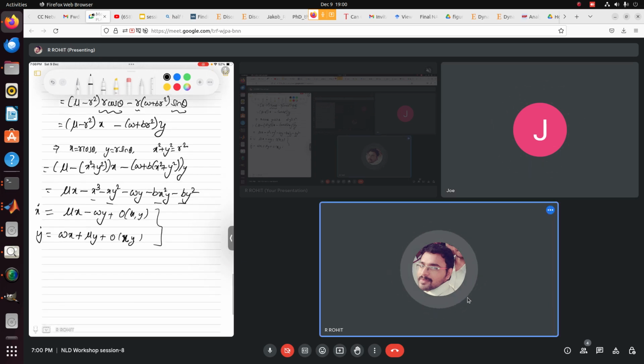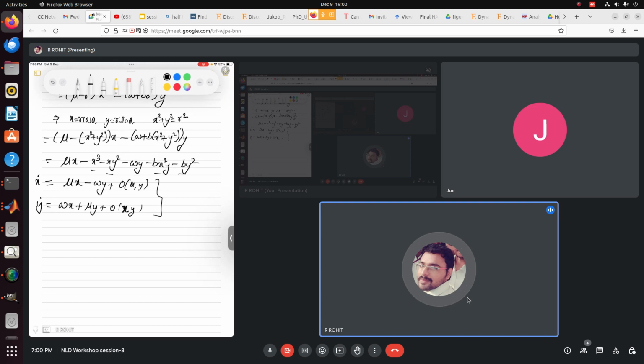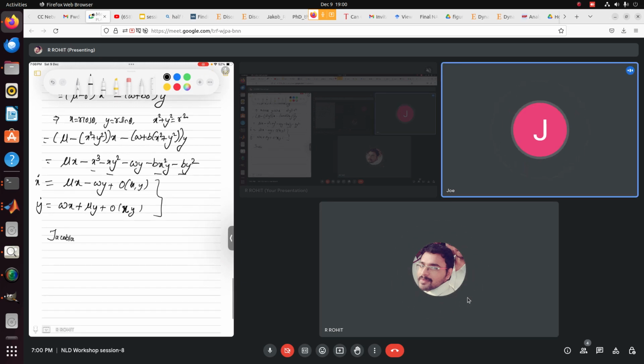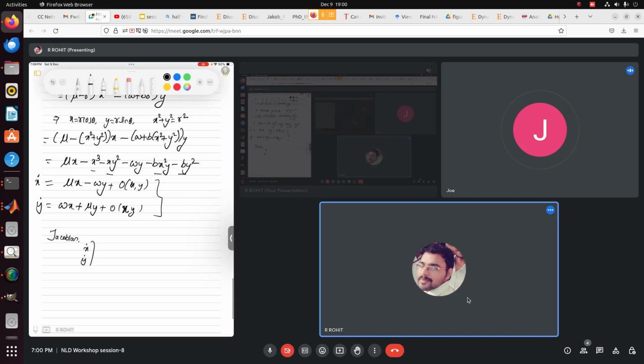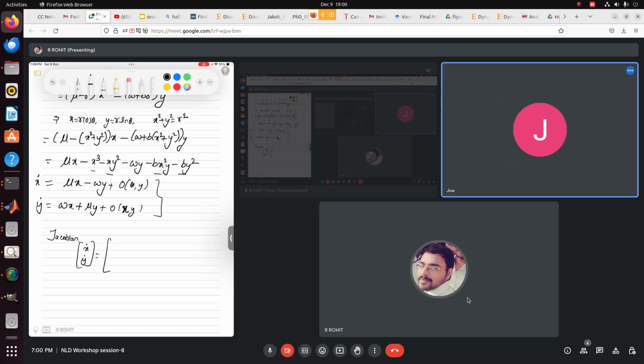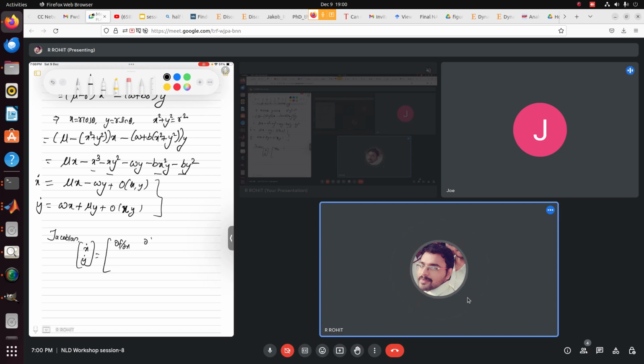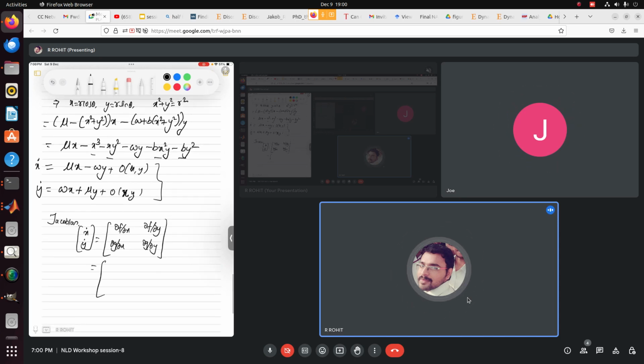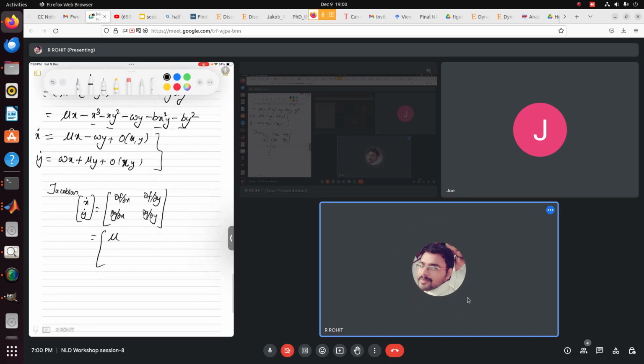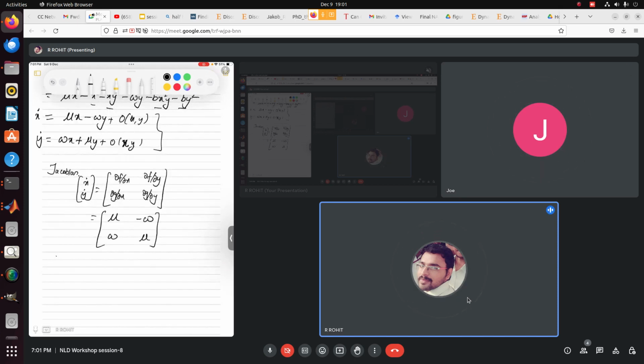Now we have an equation of this form. So our regular method will be to find the Jacobian of this. If we have x dot, y dot, the Jacobian is nothing but dou f by dou x, dou f by dou y, dou g by dou x, dou g by dou y. For the given case, it is nothing but mu, minus omega, omega and mu. So we have eigenvalues of the form mu plus or minus i omega.